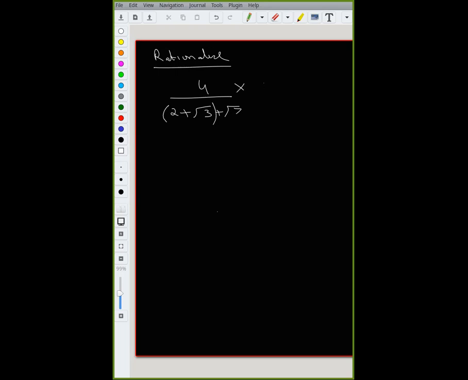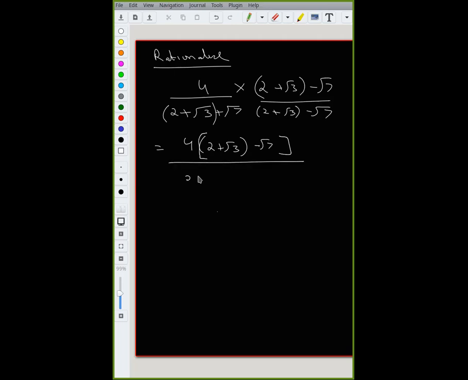So what am I going to do? I'm going to multiply this with (2 plus root 3 minus root 7) upon (2 plus root 3 minus root 7). Clear? So this is again a minus b, the same format we're doing with the opposite sign. So what will we get over here? We'll get 4 into (2 plus root 3 minus root 7) upon (2 plus root 3) the whole thing squared minus (root 7) the whole thing squared.